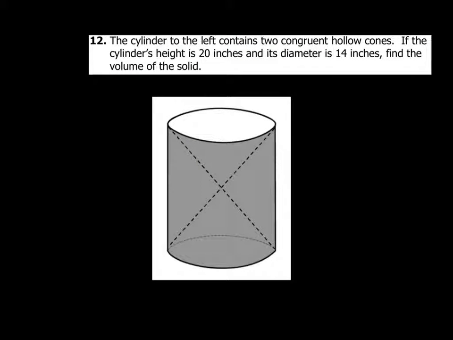This next question talks about having 2 congruent hollow cones. So here's a hollow cone. So this space in the cone and this space in the cone is hollowed out. If the cylinder's height is 20 inches, okay, so this is 20 inches, and the diameter is 14 inches, so all the way across is 14, find the volume of the solid. So I think the solid is the gray portion. So this is the solid, and this is the solid. So we need to remove the 2 cones.